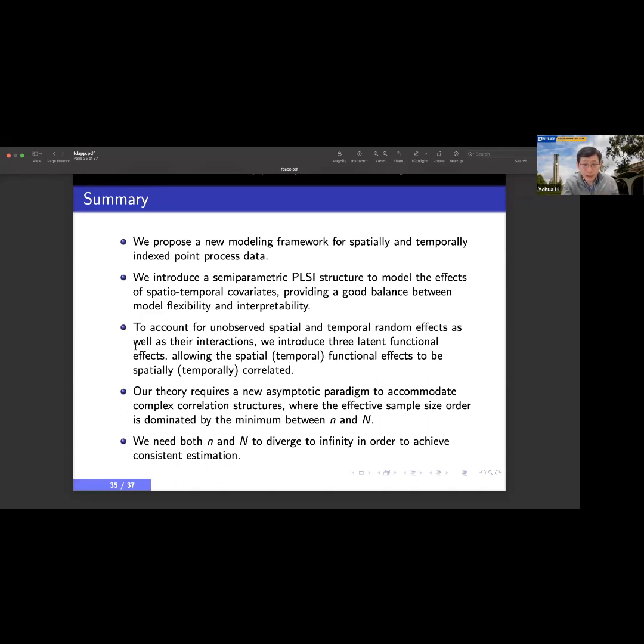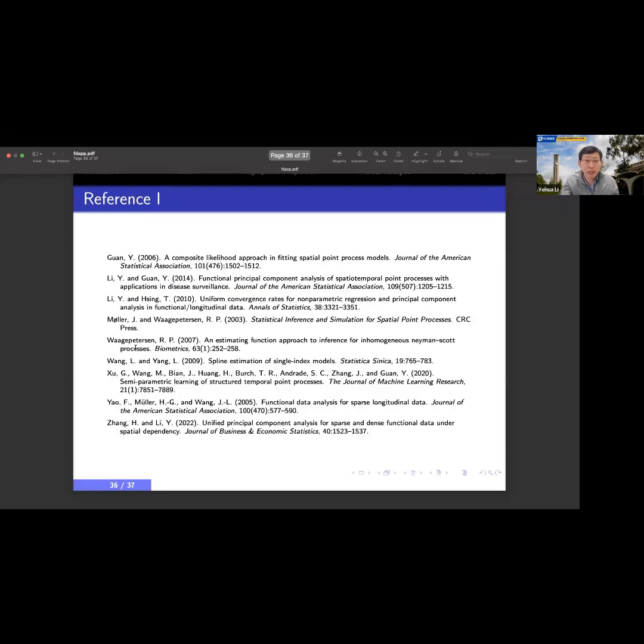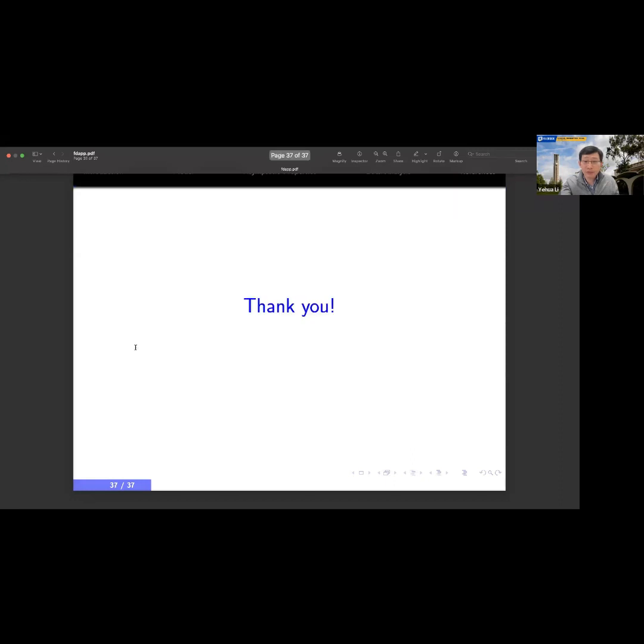Our theory requires a new asymptotic paradigm because of the complicated correlation structure. The effective sample size is dominated by the minimum of the number of stations and number of days. You need both small n and capital N to diverge to infinity in order to achieve consistency. So we thought that's a very neat result. So here are some of the references. Thank you very much.